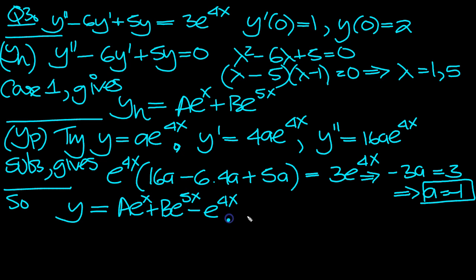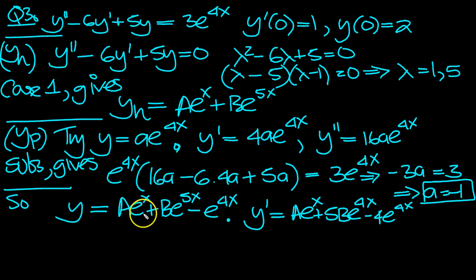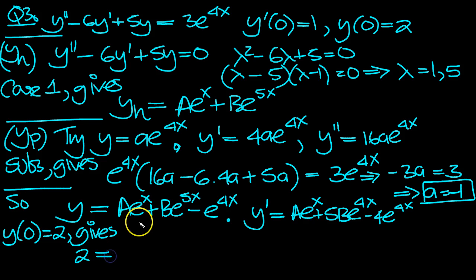Now we can differentiate to get y dashed. Let's write that down here while we're at it. a e to the x, then the 5 comes down, plus 5b e to the 5x, and then the 4 will pop down when we differentiate, minus 4 e to the 4x. There we go. So for the initial conditions, the first one, y naught equals 2. When x is 0, y is 2, so 2 equals, e to the 0 is 1, so that's a. Similarly, it's b times 1, which is b, minus e to the 0, which is 1.